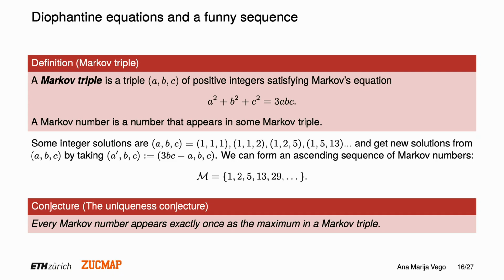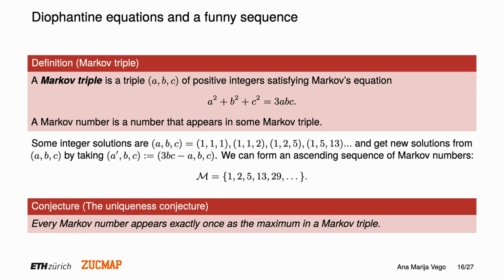And we can also have a formula for new solutions. If we already know that a, b, c is a Markov triple, we can take a' to be 3bc minus a, with b and c unchanged. And completely symmetrically, we can write out this formula where we put the first part in place of b.